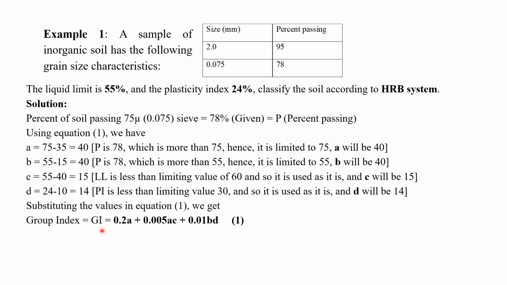So now what we shall do, the A, B, C, D values we shall incorporate in this equation and we shall calculate it. Finally, the GI value, group index value we are going to get is 17.